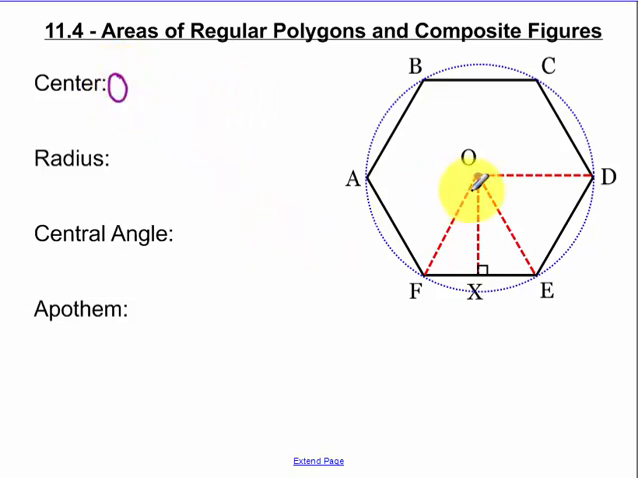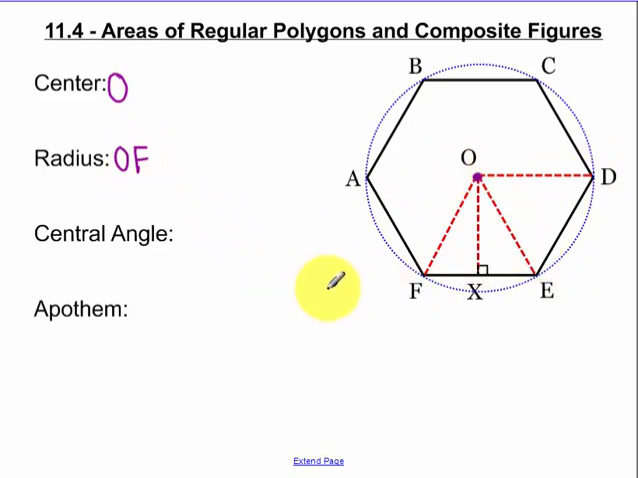The radius is the radius of the circle. So from the center of our polygon out to one of the vertices of our polygon. So that would be an example of OF. OE would be another example. OD would be another example.